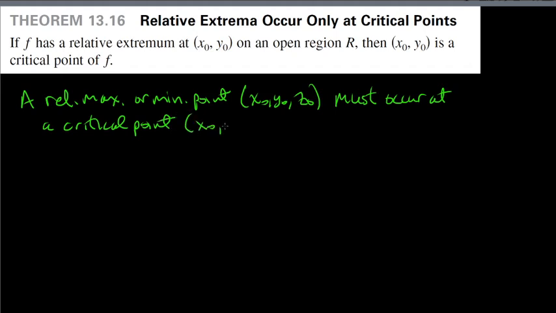In this case, (x0, y0) is your critical point. Remember, it does not include the z0. That's not the critical point. The critical point is in the xy plane. Sorry, y0.